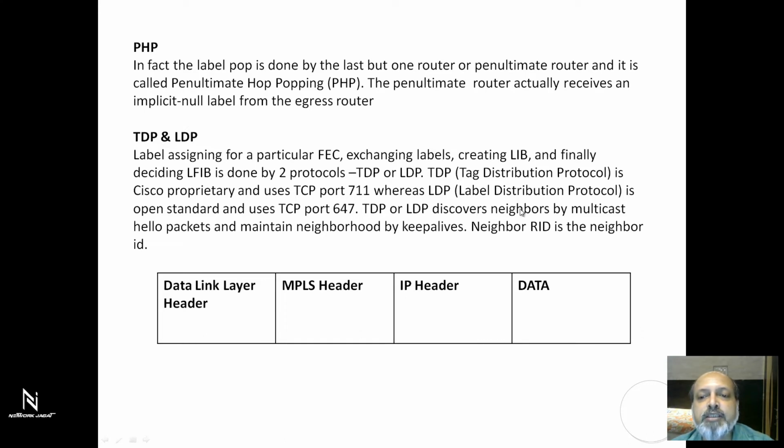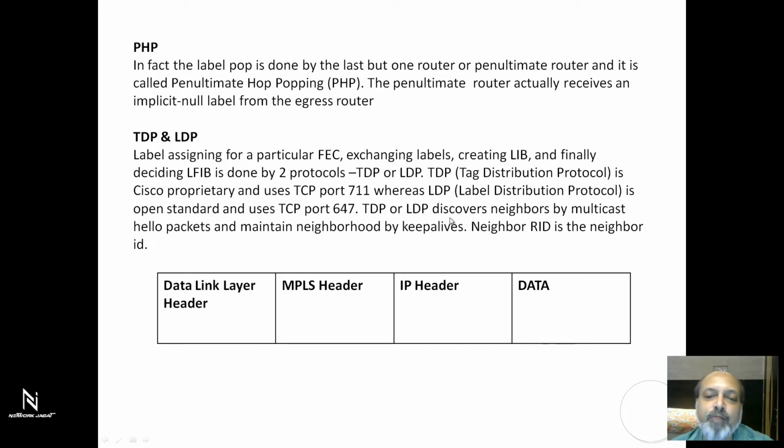TDP or LDP discovers neighbors by multicast hello packets and maintains the neighborhood by keepalives. The neighbor router ID is the neighbor ID. First of all, have a look at this particular area: this TDP is Cisco proprietary. That means you can use this protocol only for Cisco routers, whereas for any router, be it Cisco or Juniper or any other vendor, you can use LDP. So it entirely depends upon you which labeling protocol you use.